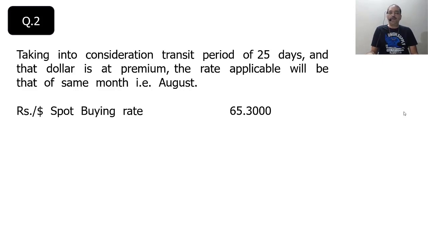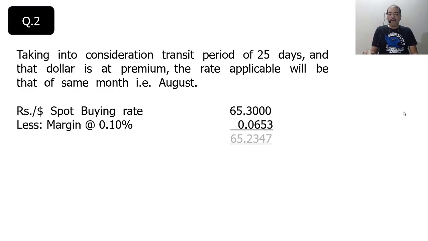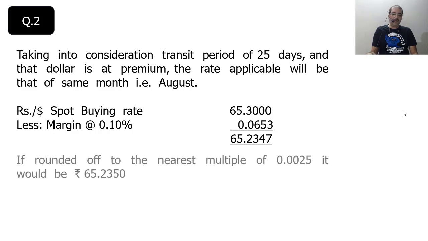Less the margin from that, 0.10%. So you get answer as 65.2347. Now this is to be rounded off to the nearest multiple of 0.0025. Nearest multiple is 50. So it will be 2350. If rounded up to the nearest multiple, it will be 65.2350.